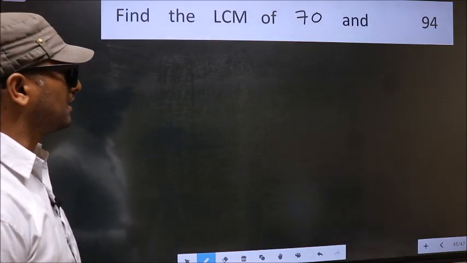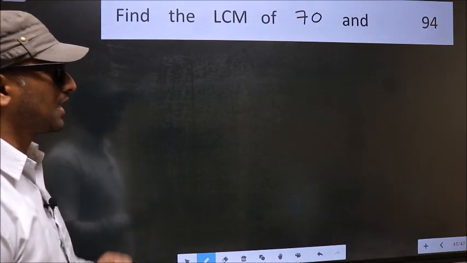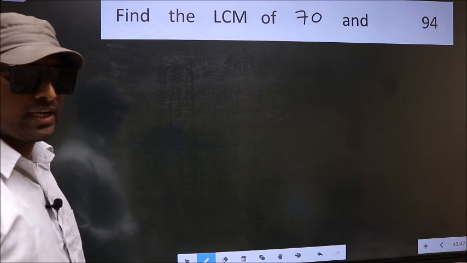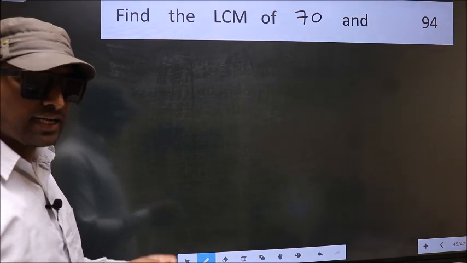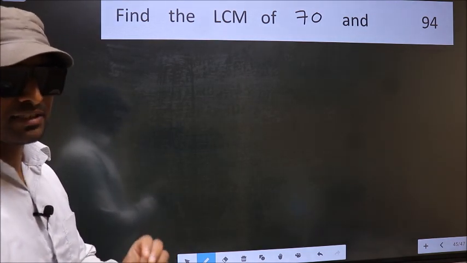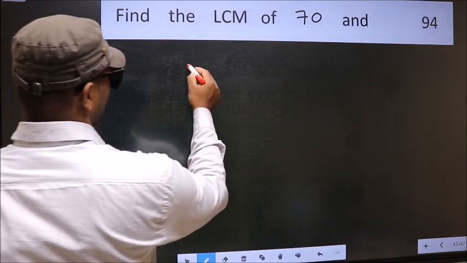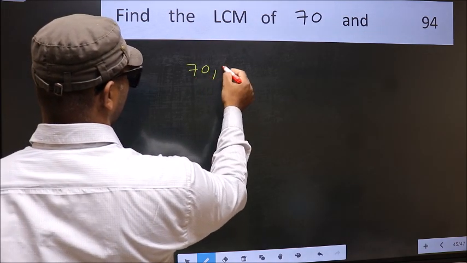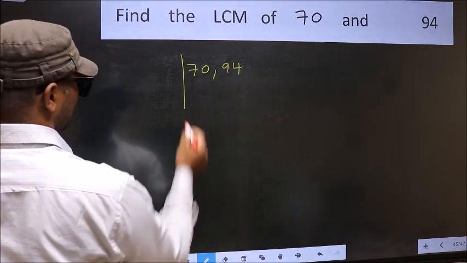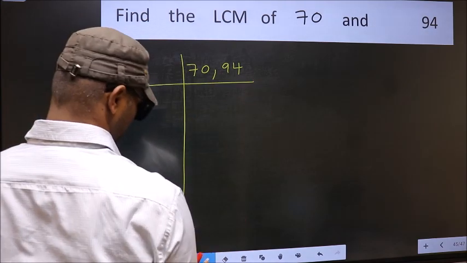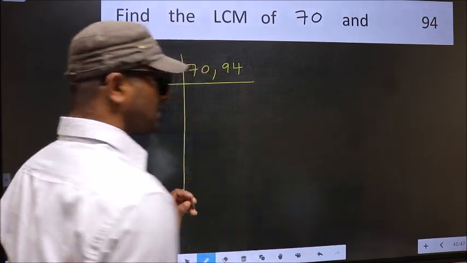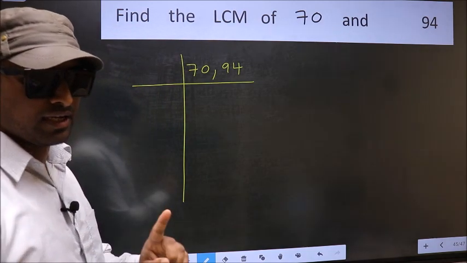Find the LCM of 70 and 94. To find the LCM, for that we should frame it in this way: 70, 94. This is your step 1.